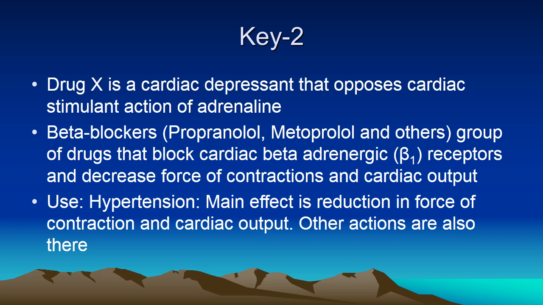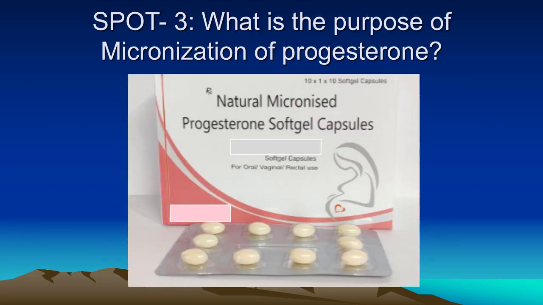Now this group of drugs blocks cardiac beta-1 receptors, so they reduce the force of contraction and cardiac work. And based on this, hypertension is the main indication of propranolol or beta blockers, where the cardiac output and force of contraction are reduced.